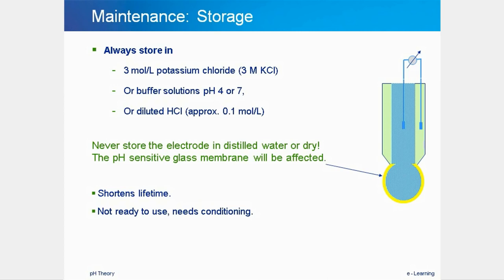electrode. If the electrode is stored in distilled water or even completely dry, the membrane glass and the gel layer around it are affected strongly, and the lifetime of the electrode will be shortened drastically, or it will even be destroyed. Also, with this kind of storage, the electrode is never ready for immediate use and has to be conditioned before every measurement, as the gel layer around the glass membrane first has to be built up and regenerated again.